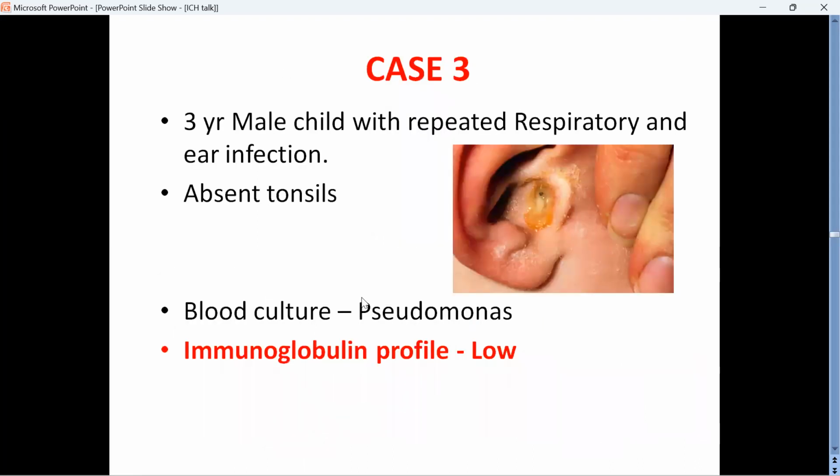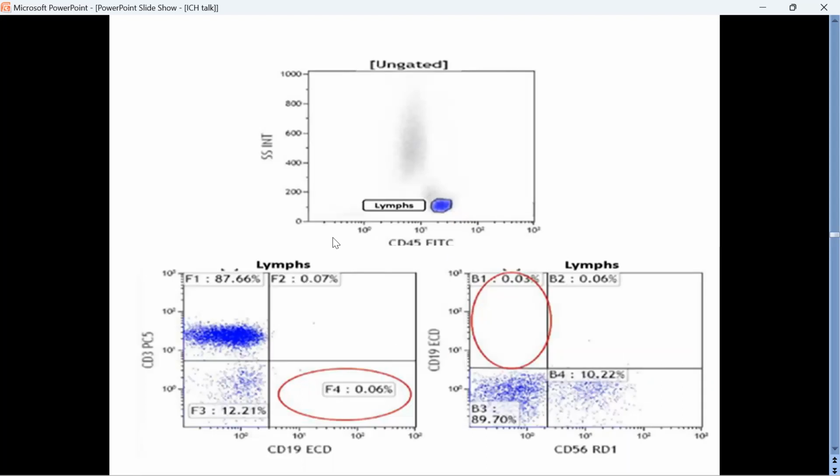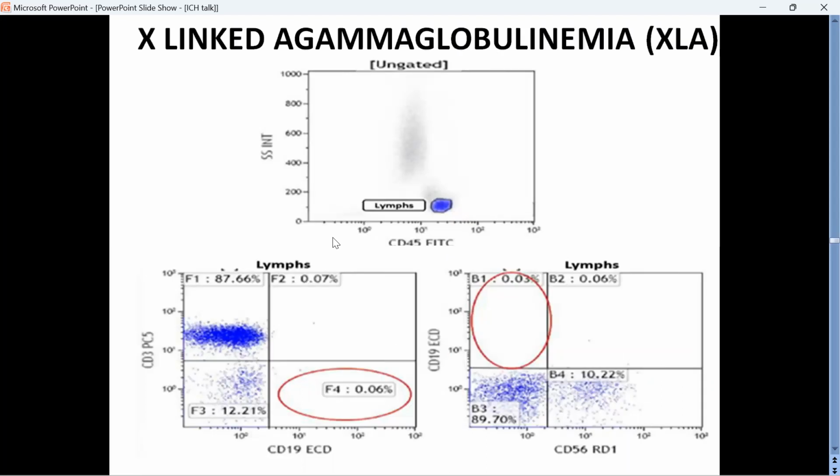Since it's a male child, it's likely to be X-linked agammaglobulinemia. Okay, so this is a diagnosis of X-linked agammaglobulinemia. Now, when you are giving a diagnosis like this, always ask for history. That is why I stressed that whenever you are doing flow cytometry for the diagnosis of PIDs, get a good history.